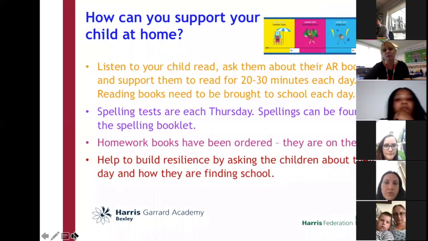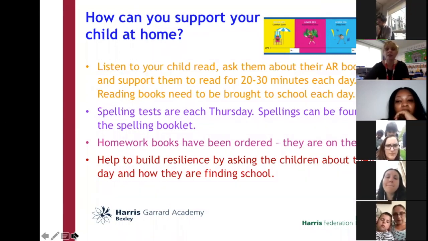So moving on to how you can support your child at home in their learning. We ask that you listen to your child read and ask them about their AR book to support them in their reading for 20 to 30 minutes each day. Should they finish their book, it's really useful for them to read it again and have questions about what happened to the main character.